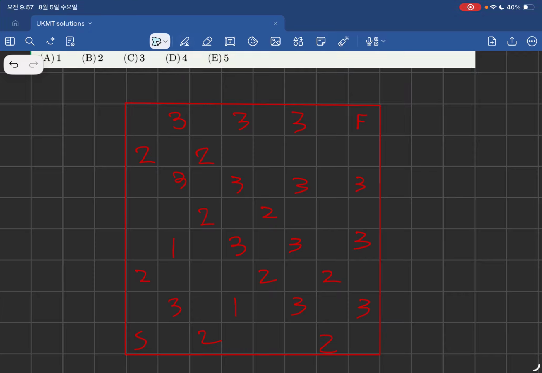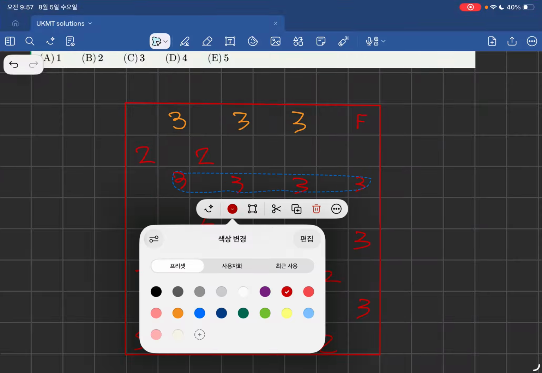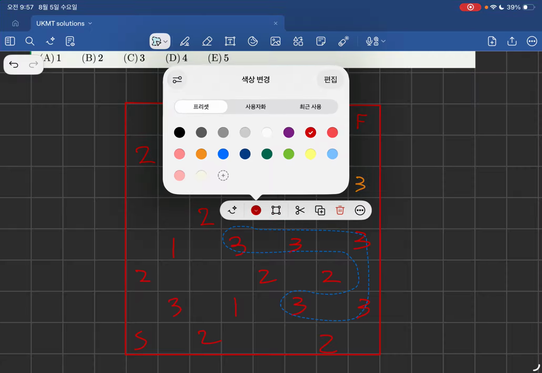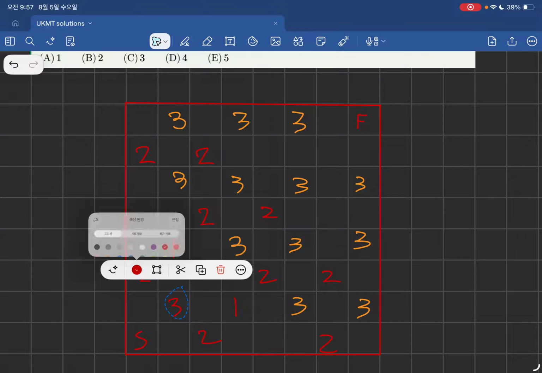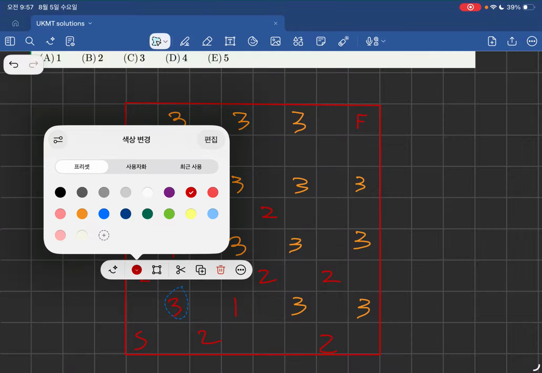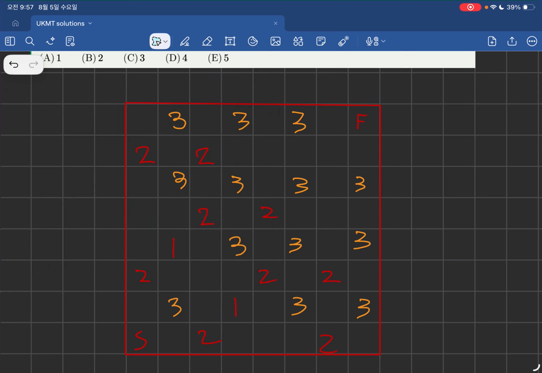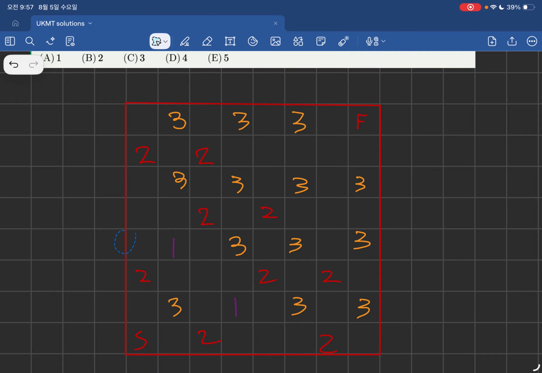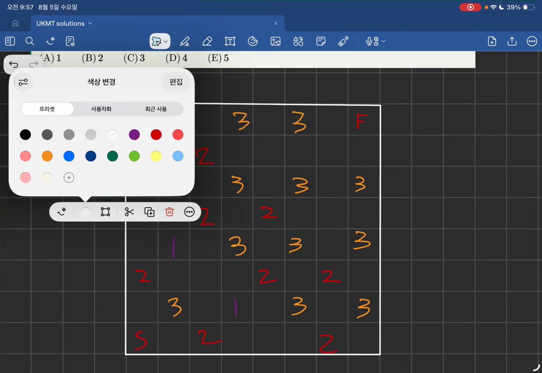Actually, I'm going to change the color for all the numbers because that is going to make it easier to visualize. 3s in orange, and then 2s in red, 1s in purple. Then I'm going to change the start to white.